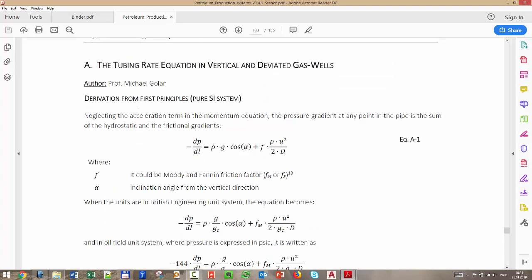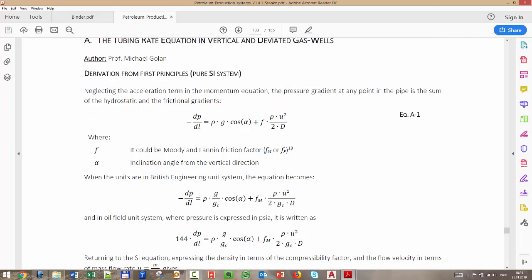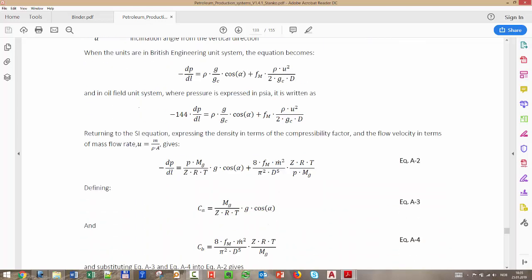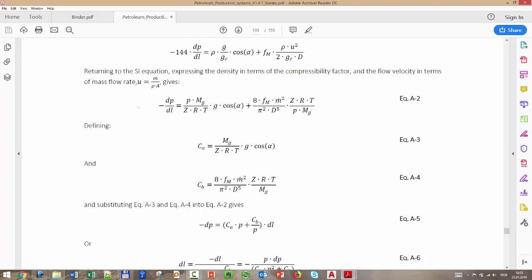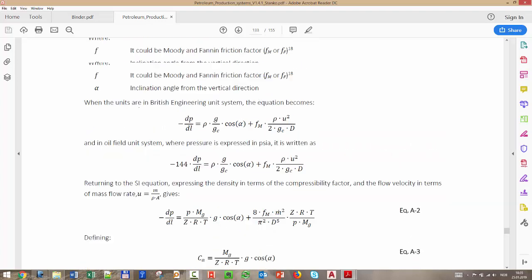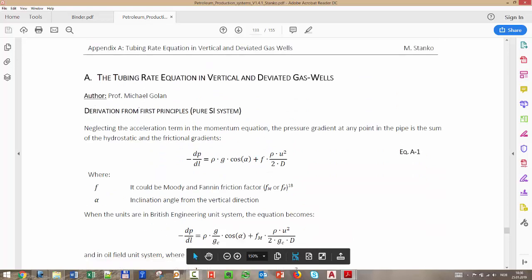Okay, you start from the general equation, but now you cannot assume that density remains constant. You have to add something to that. So density is substituted by the real gas equation, and after that you make some integration. You integrate from point 1 to point 2.